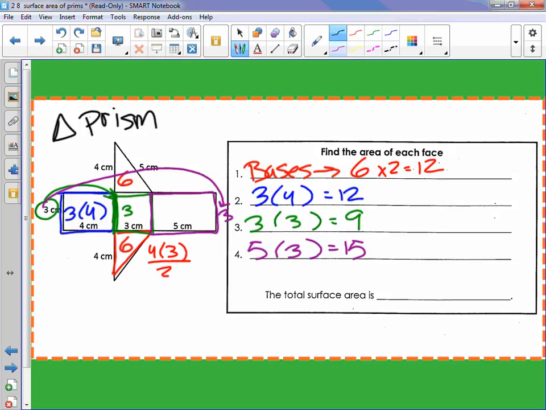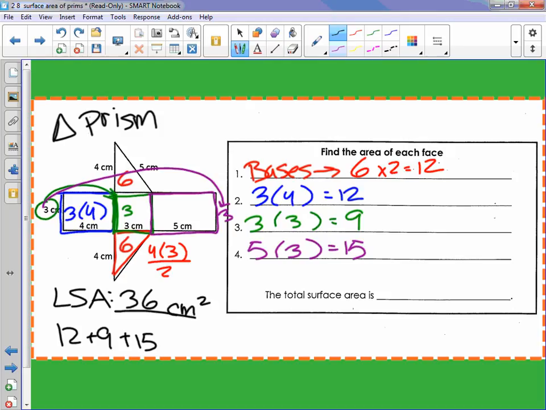Okay, pause. I want my lateral surface area minus the bases. So what am I adding together? 12. So what is that going to be? 36. Almost. Centimeters squared. Thank you.